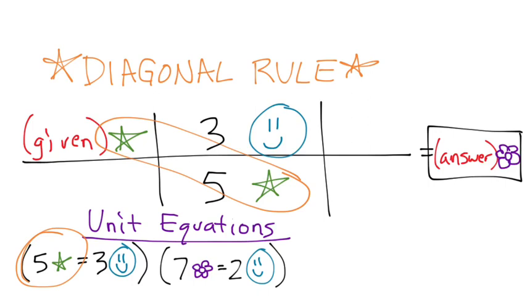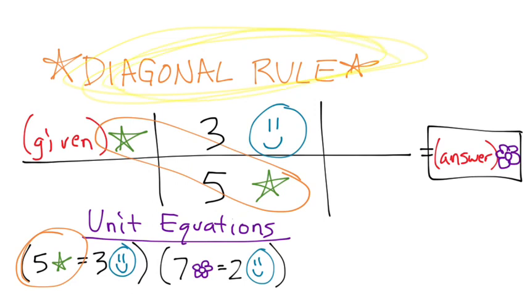Notice how this is the exact same stuff here in this conversion factor over the top of each other as what we see in that first unit equation. I've just chosen to put the 3 smiley faces over the 5 stars. I could have chosen to do it the other way, but that wouldn't have helped me in this specific problem because it wouldn't help me follow our diagonal rule.